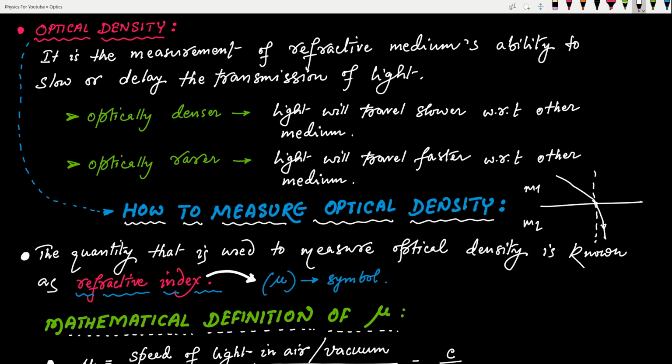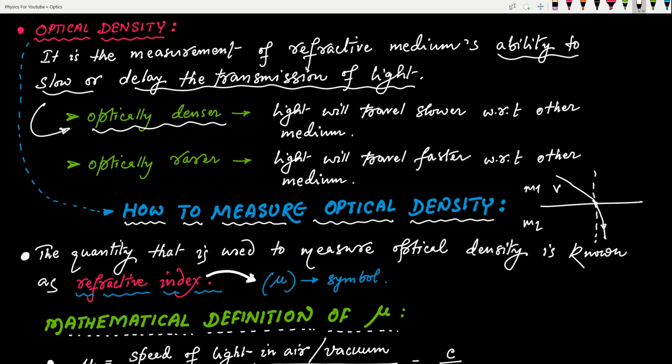Now what does optical density actually do? Optical density slows down the velocity of light travel. As you can see, it's written: ability to slow or delay the transmission of light. So the higher the optical density of a medium, the slower the velocity of light in that medium. I think this is the easiest way in which I can explain. Now things will be clear. So what does optically denser medium actually mean? It means that light will travel slower in that medium with respect to the other medium.